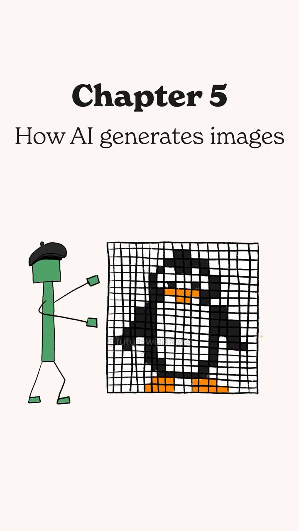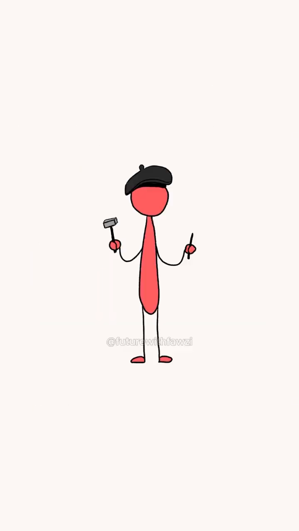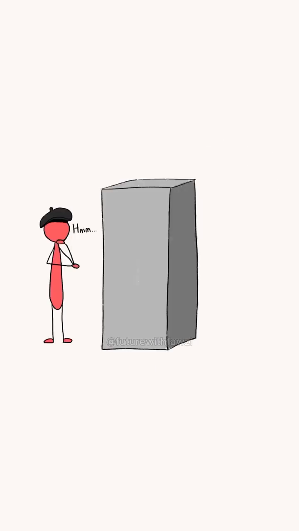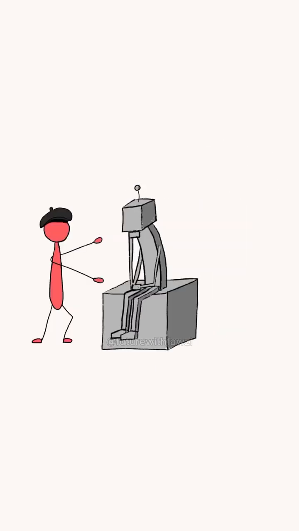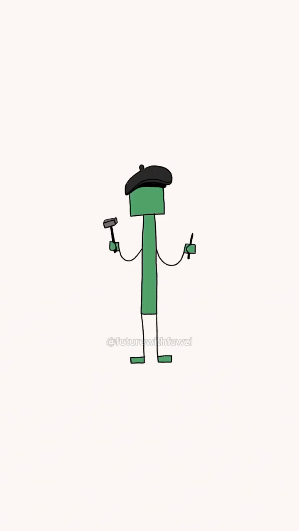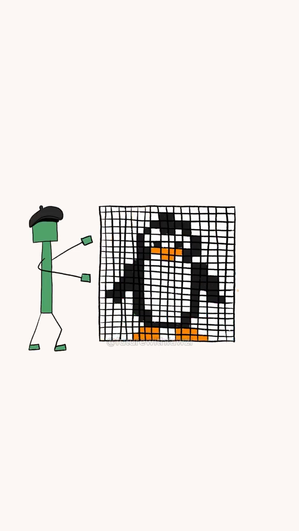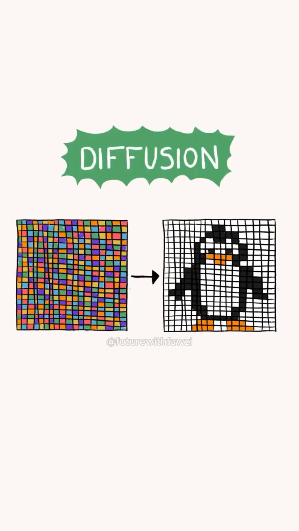Chapter 5. How AI generates images. Imagine you were a sculptor and someone asks you to make a statue. You would get a stone block and start chiseling away until you get your masterpiece. AI generates images in a similar way. It starts with an image full of random pixels and gradually adjusts them until you get the final result. But how does it do that? The process is called diffusion.